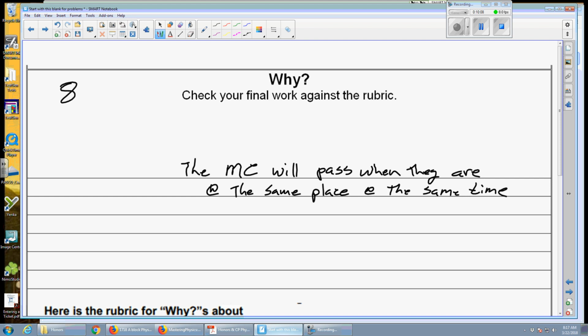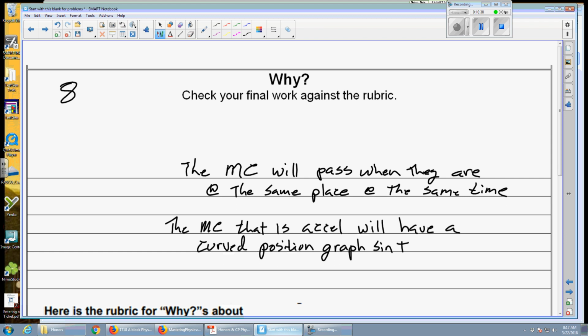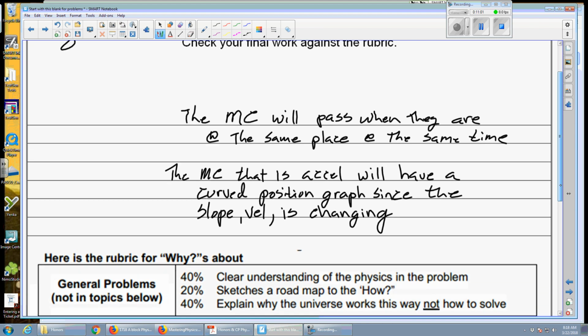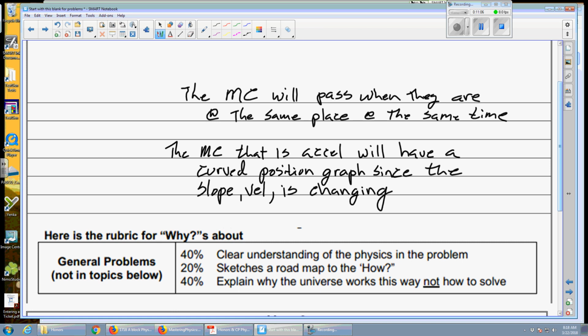Let's see, what else? The motorcycle that is accelerating will have a curved position graph, since the slope, which is the velocity, is changing. Yeah, I'd say that's kind of the important factors here.